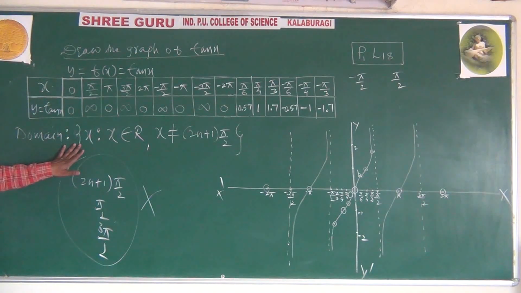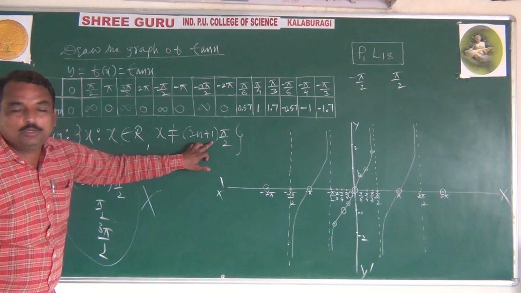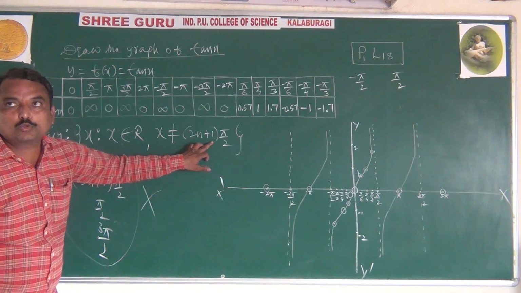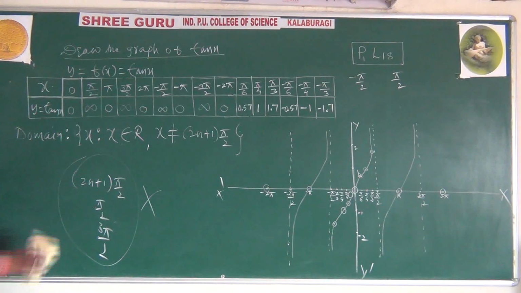So clear, students, the domain is the set of all real numbers, but x is not equal to odd multiples of pi by 2, that is (2n plus 1) pi by 2. This is about the domain of the graph of tan x.